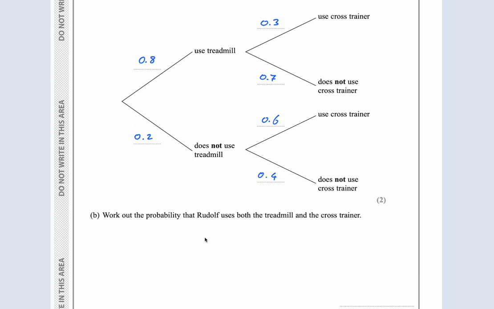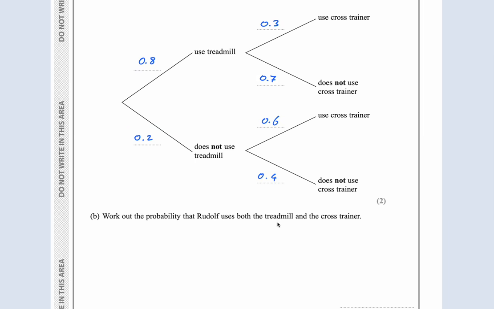Part B, work out the probability that Rudolph uses both the treadmill and the cross trainer. Okay, that's an easy one, I think, guys. It is just both the treadmill and cross trainer. So it's just this times this, which is 0.8 times 0.3, which is 0.24.